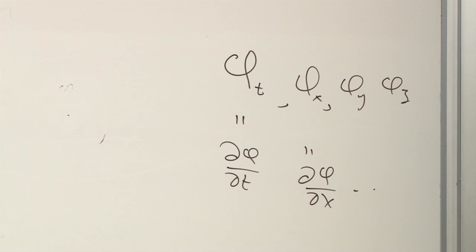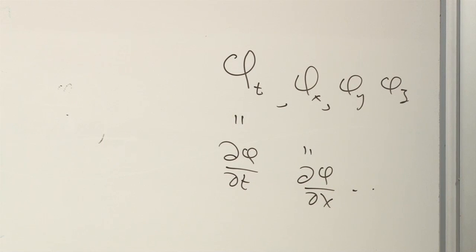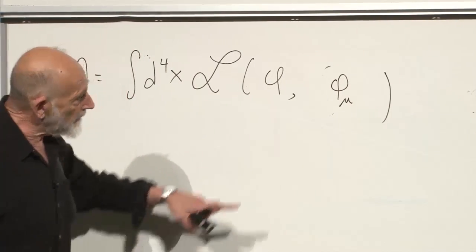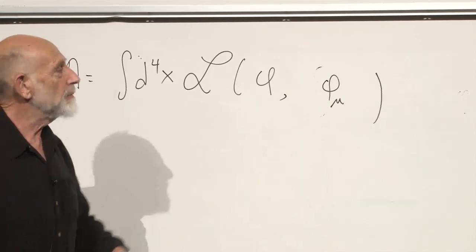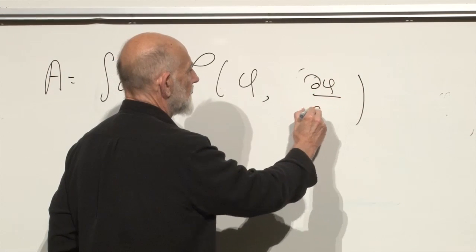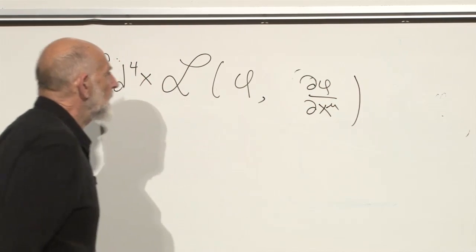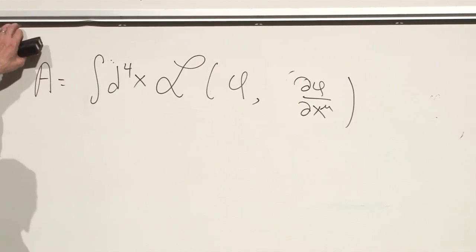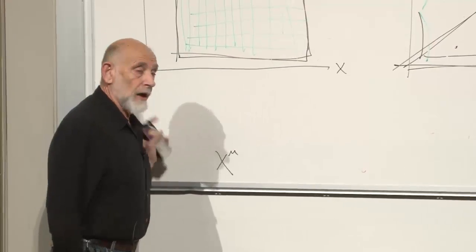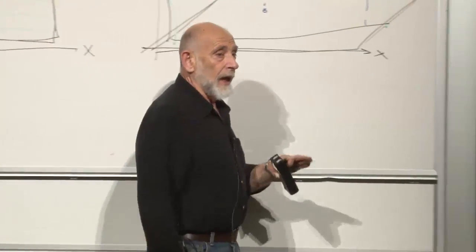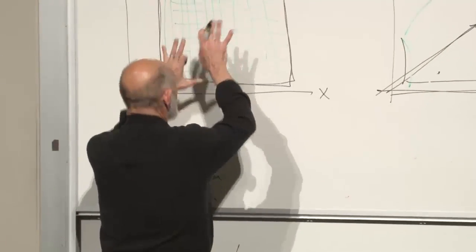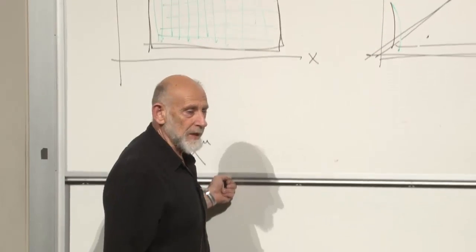And we could, if we liked, write phi sub mu, meaning the derivative of phi with respect to x mu. But I won't. I'm going to leave it the way it is, d phi by dx mu. And what's our problem? Our problem is to solve the problem of fixing the field on the boundary and wiggling it around until we find the configuration that minimizes this action.